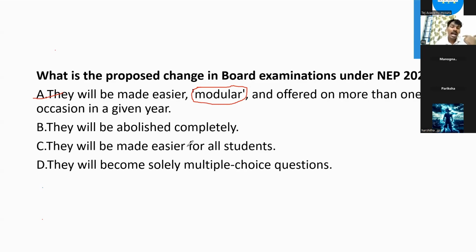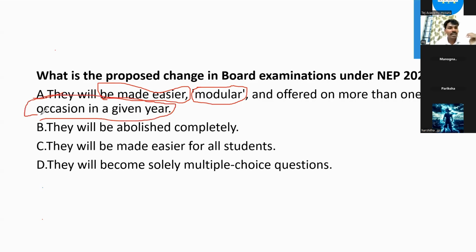This is to help students attend examinations because most of them might not be able to attend examinations given the circumstances, given the scenario, or it might be any sudden problem or personal problem because of which a student might miss the examinations. To provide opportunity for all the students to be able to attend the exams, NEP 2020 has proposed a change in board examinations. That is, they will be made easier. The first thing is it will be made easier. And the second thing is, they will be modular, that is, offered on more than one occasion in a given year.